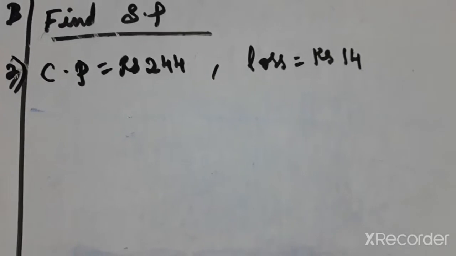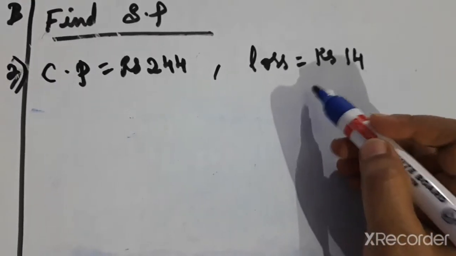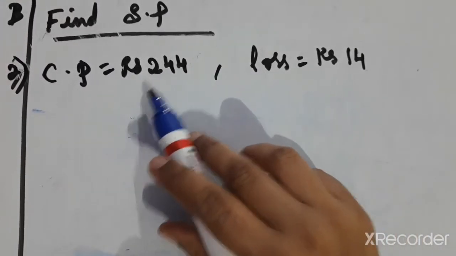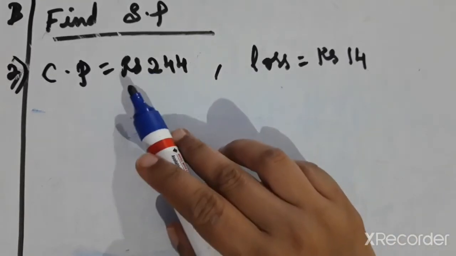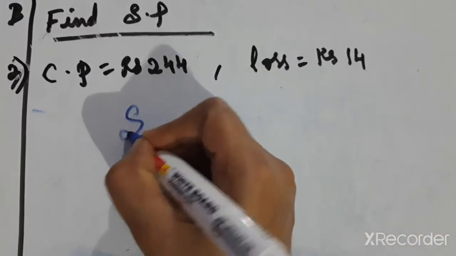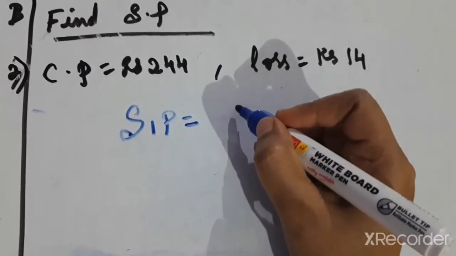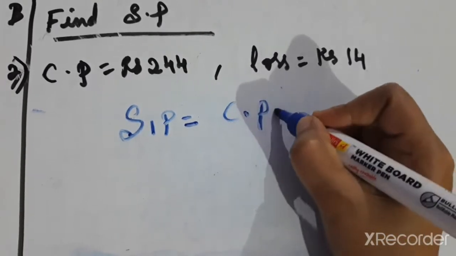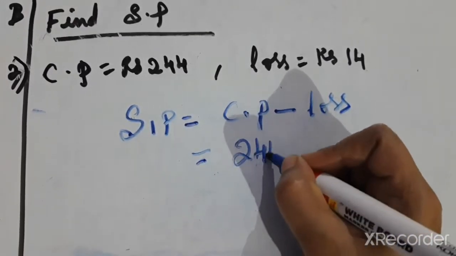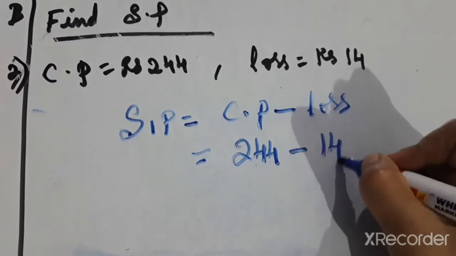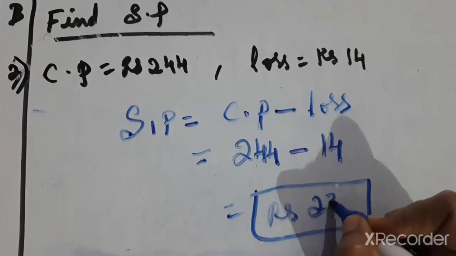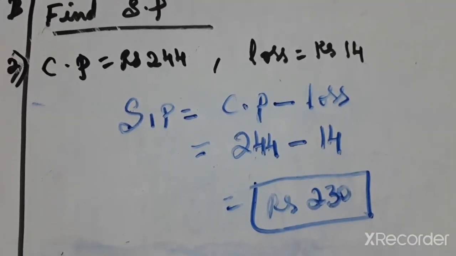Now second question, cost price is rupees 244 and loss is rupees 14. To find selling price when cost price and profit are given, we have to add CP and profit. To find selling price when cost price and loss are given, we have to do CP minus loss. So the formula to find selling price when cost price and loss are given is selling price equals cost price minus loss. What is the cost price? Rupees 244 minus loss 14. So 244 minus 14 is rupees 230. That's the answer.